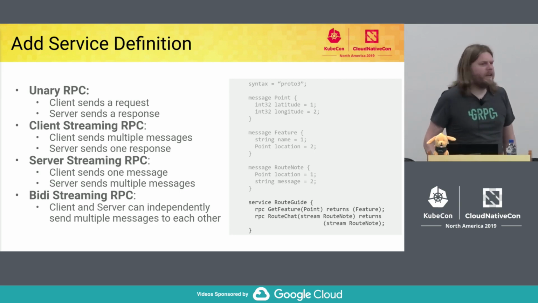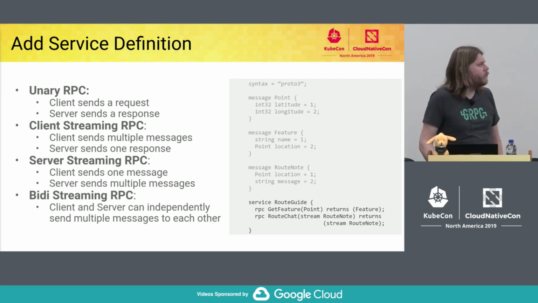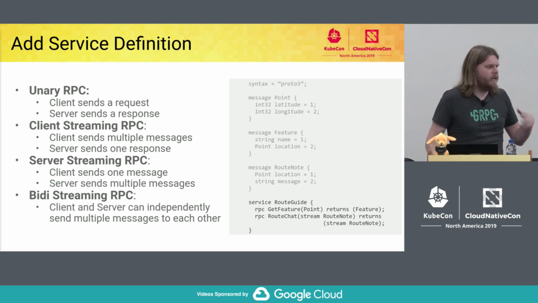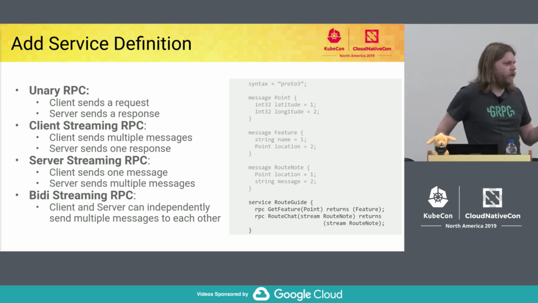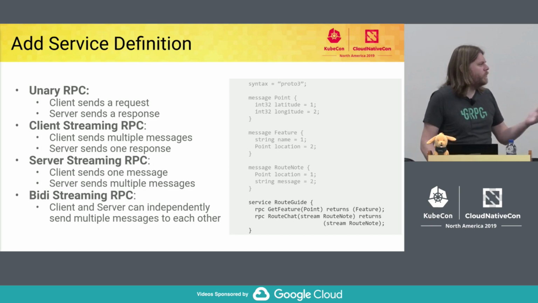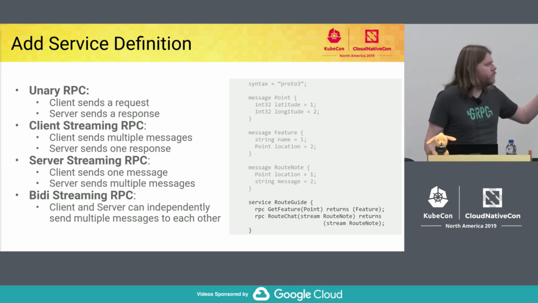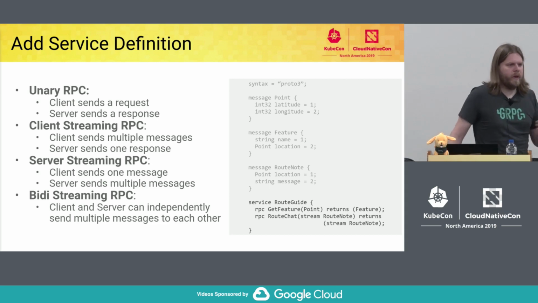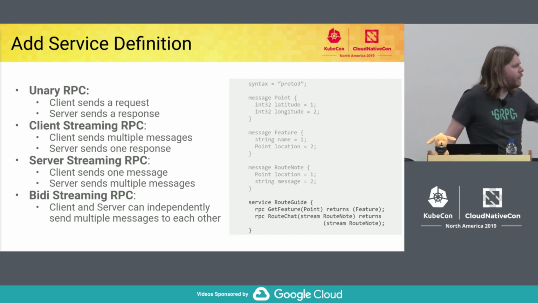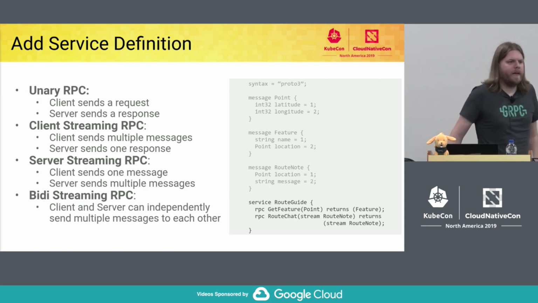Unary RPC is by far the most common, we would hope that that's most cases. Because it's much simpler, much faster to get your head around, and it doesn't require as much telling people how to use it. But let's say you want to do a watch service where you were going to do notifications or something like that, which we have in this route chat, we can go ahead and do streaming.